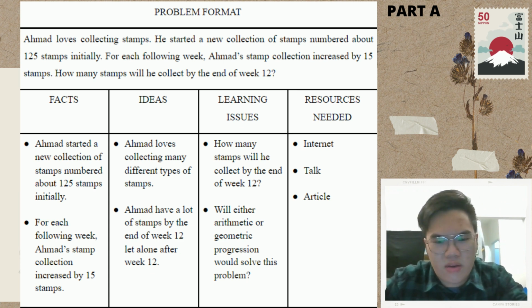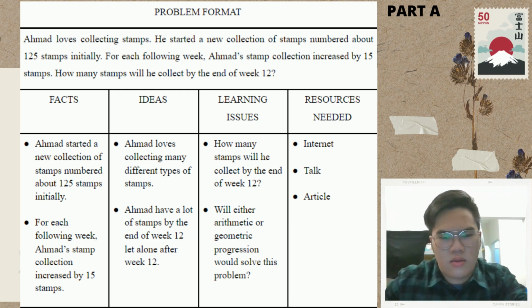The ideas we can get from this question are that Ahmad loves collecting many different types of stamps, and he also loves having a lot of stamps by the end of week 12, let alone after week 12. The learning issues we can get from this question are how many stamps will be collected by the end of week 12, and whether arithmetic or geometric progression will solve this problem. Resources we can use are the internet, textbooks, and articles.